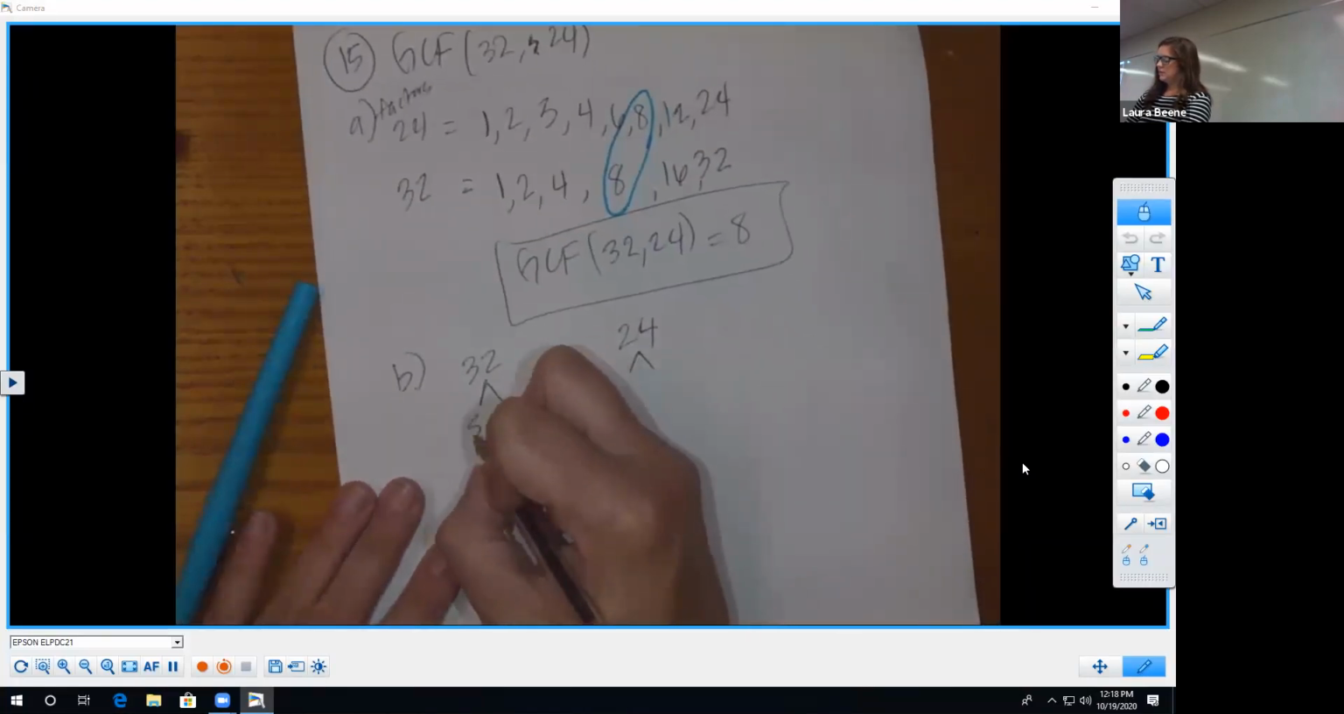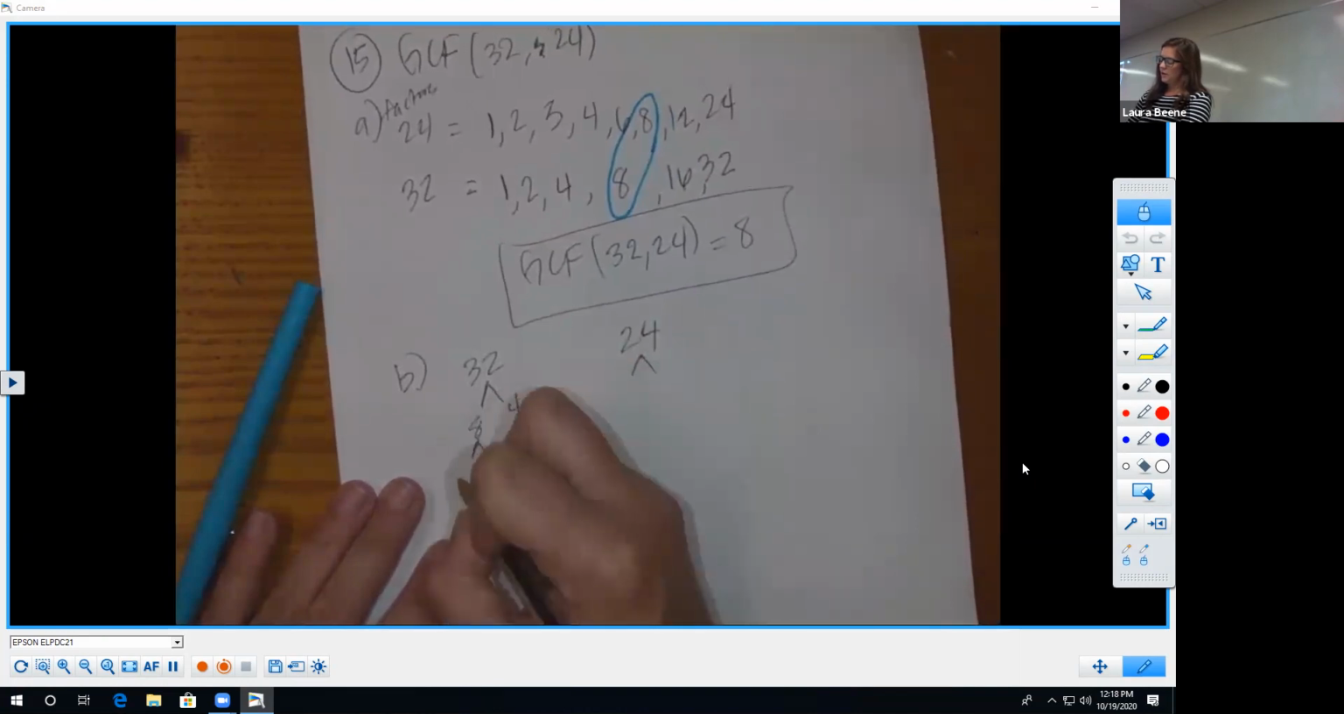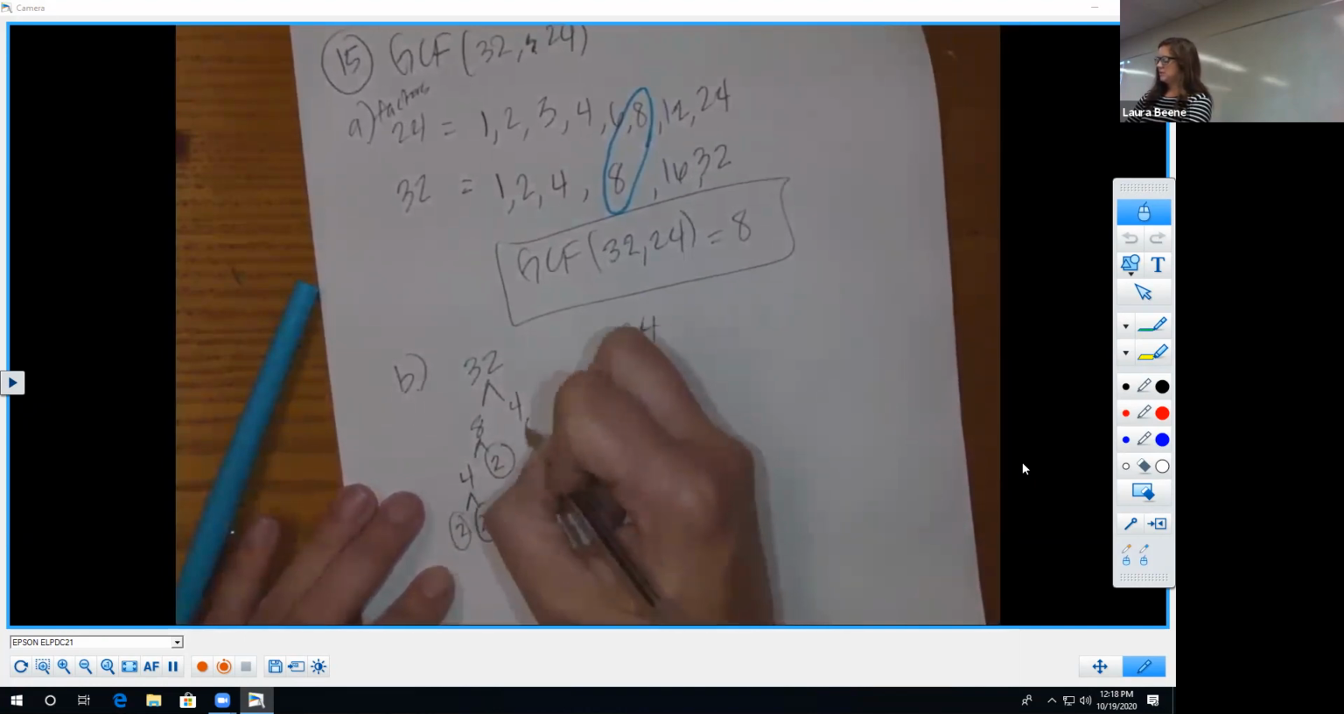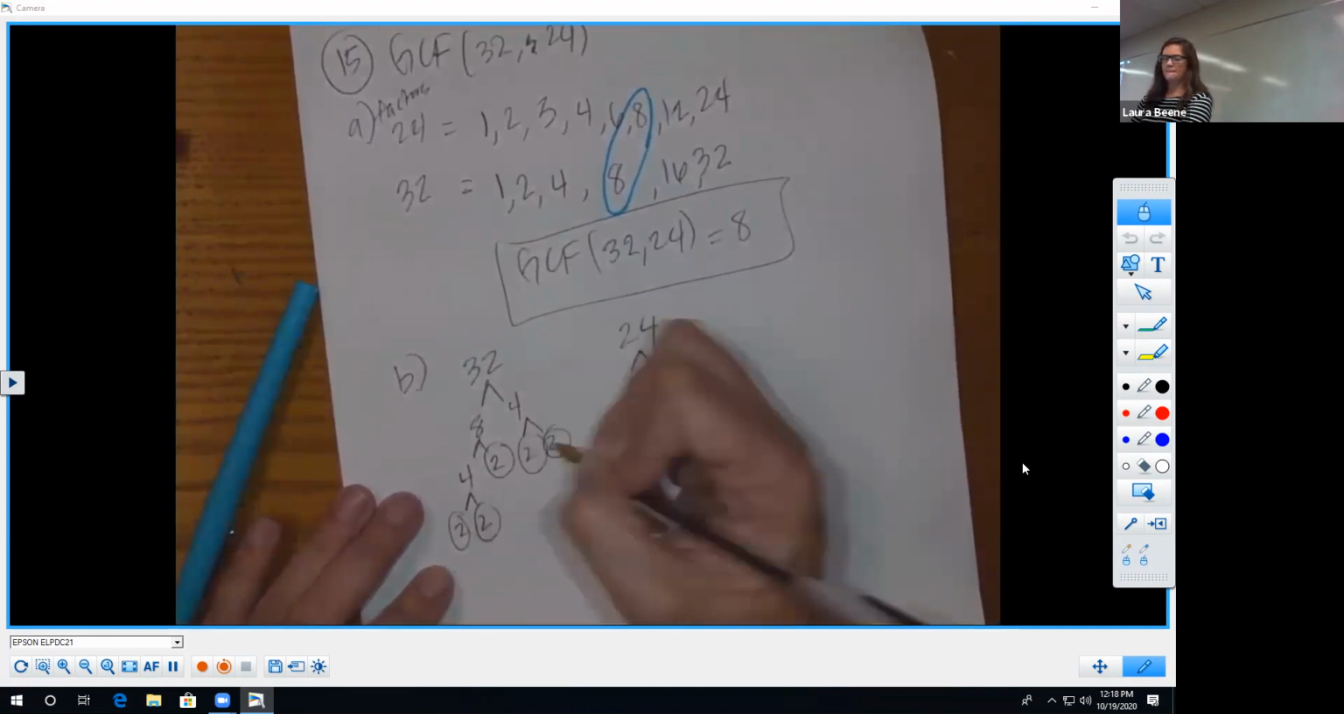32 is 8 times 4. 8 is 4 times 2. 2 is a prime factor, but 4 is not, so I can keep on going. 4 is 2 times 2. I can do the same thing with this 4, 2 times 2.